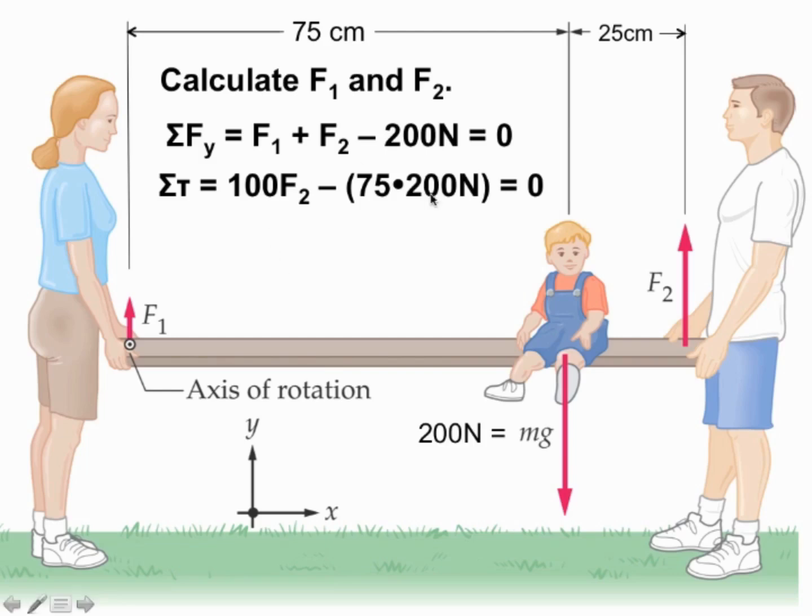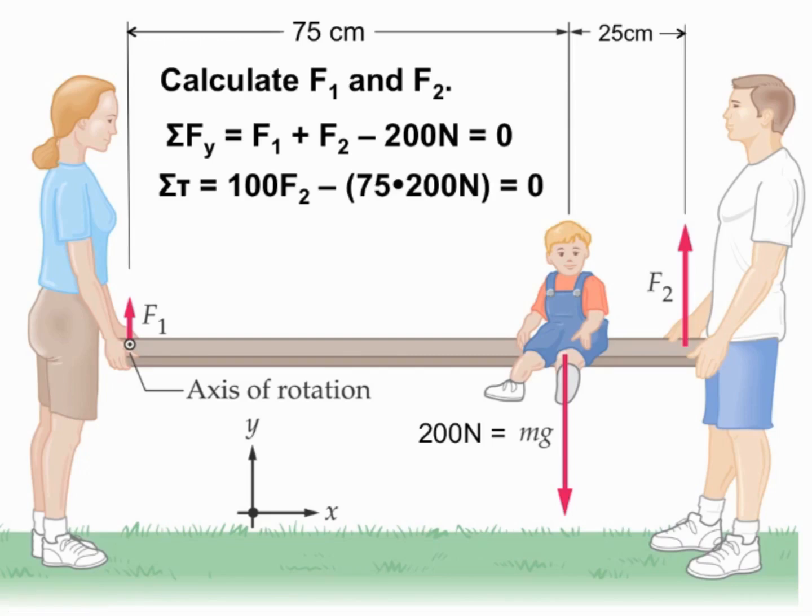Alright, so I have 75, which is the distance from the axis of rotation to the toddler, times 200 newtons, which is the force. And notice since that force is going down, it would tend to create a clockwise rotation, and that's negative, and that's why I have minus 75 times 200 N. So all this is saying here, net tau equals 100 F2 minus 75 times 200 N equals 0. This is just saying that torque 1 minus torque 2 equals 0. The net torque is 0.